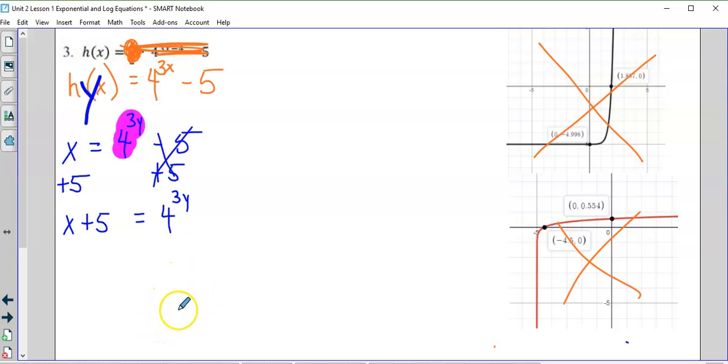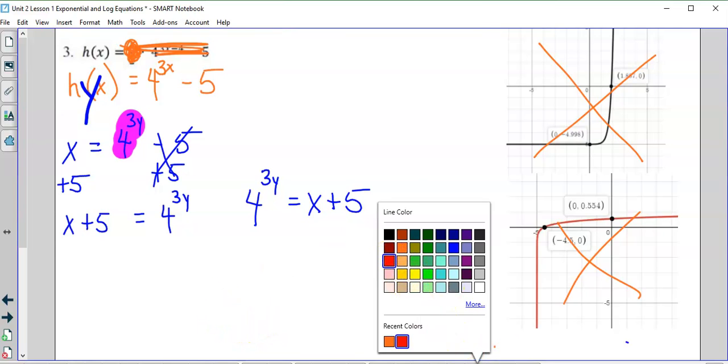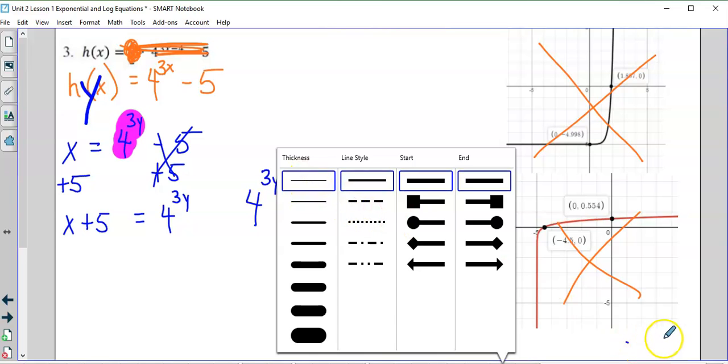So I've isolated what I need to isolate. Now, again, I like to rewrite this. I like to have the part with the exponent on the left because it helps me to see how to rewrite it. Okay, so now what I need to do is rewrite this as a log statement.